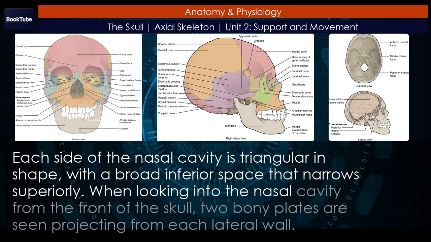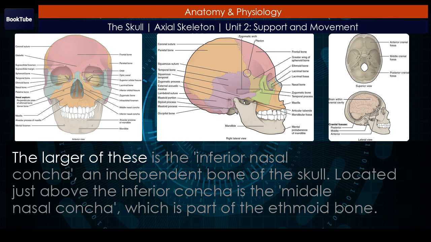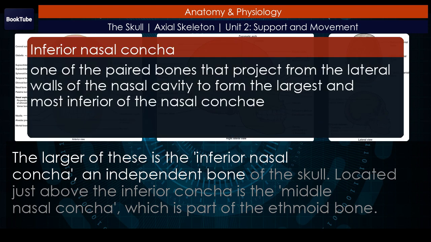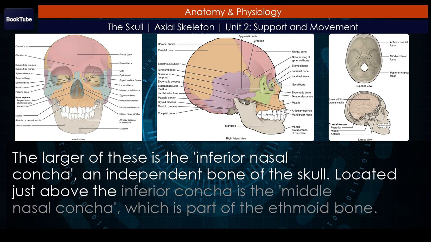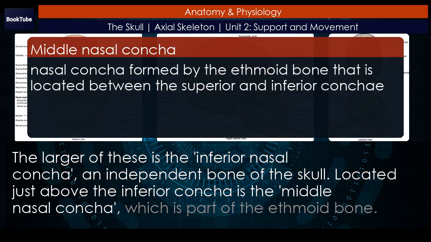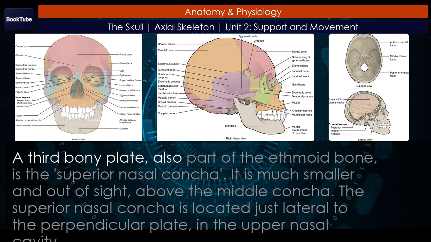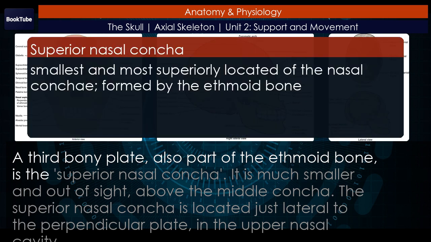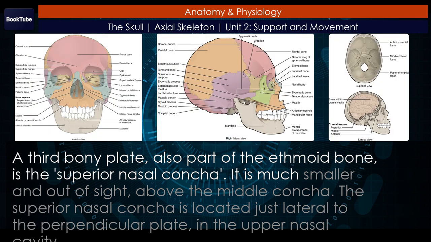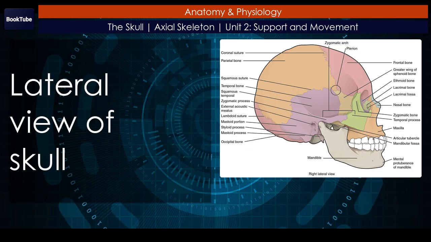When looking into the nasal cavity from the front of the skull, two bony plates are seen projecting from each lateral wall. The larger of these is the inferior nasal concha, an independent bone of the skull. Located just above the inferior concha is the middle nasal concha, which is part of the ethmoid bone. A third bony plate, also part of the ethmoid bone, is the superior nasal concha. It is much smaller and out of sight. Above the middle concha, the superior nasal concha is located just lateral to the perpendicular plate in the upper nasal cavity.